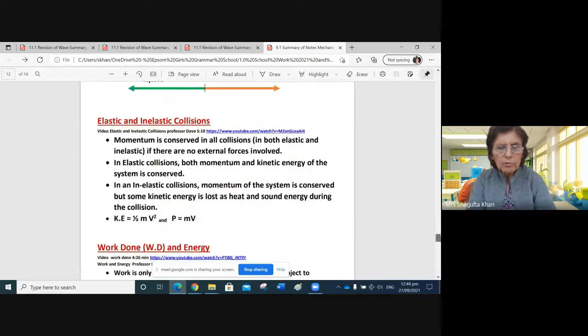Now, what are elastic and inelastic collisions? There are no external forces. Momentum is conserved in both types of collision. But kinetic energy is conserved in elastic collisions, but not in inelastic collisions. And using this formula, you can calculate the energy before the collision and after the collision, and then figure out whether the collision was elastic or inelastic.